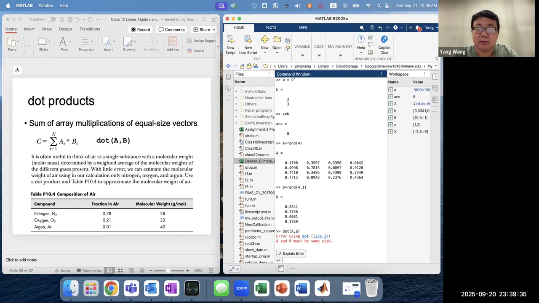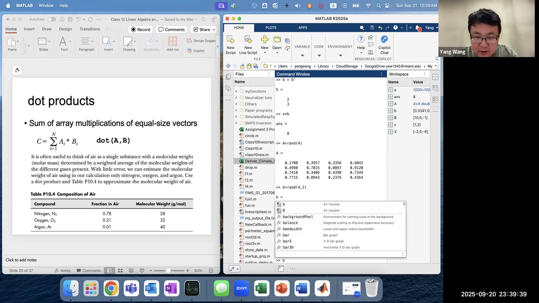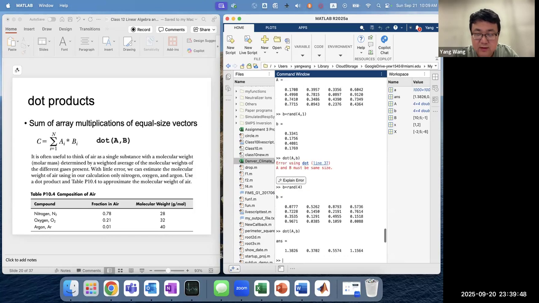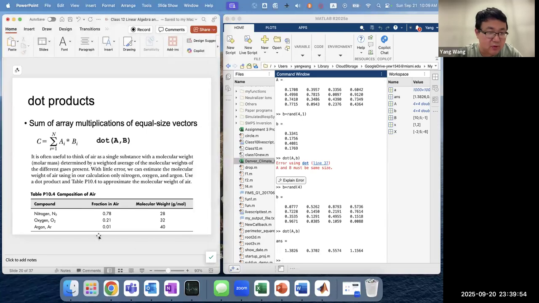Let's say when you have the B, you also need to define B with the same dimension, 4. And then if you do that, you basically get the summation. So I think by using this example, maybe we can get a clearer understanding.